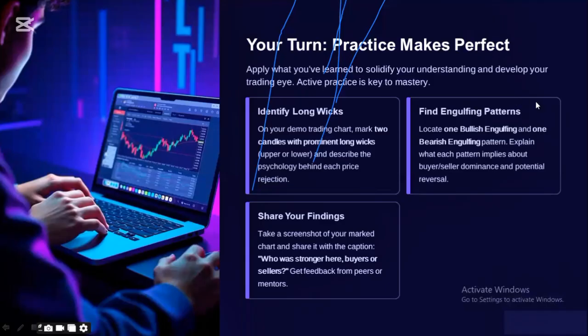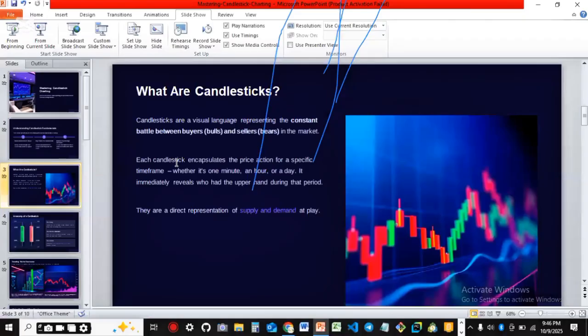Then find the engulfing patterns. I'll explain that one in the second section. Then share your findings, take a screenshot and mark whatever you find. Who was strong here? Is it the buyers or the sellers?